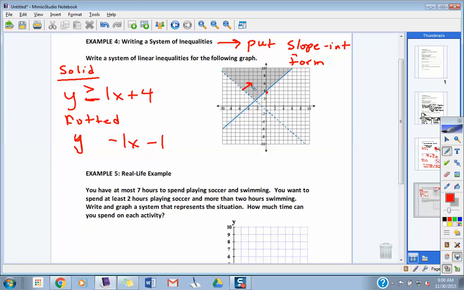What sign should I put in here? Greater than. Do I put a line down here this time? Do I put the equal part in here this time? Why not, McKenna? It's a dotted line. Okay, so your system is this.